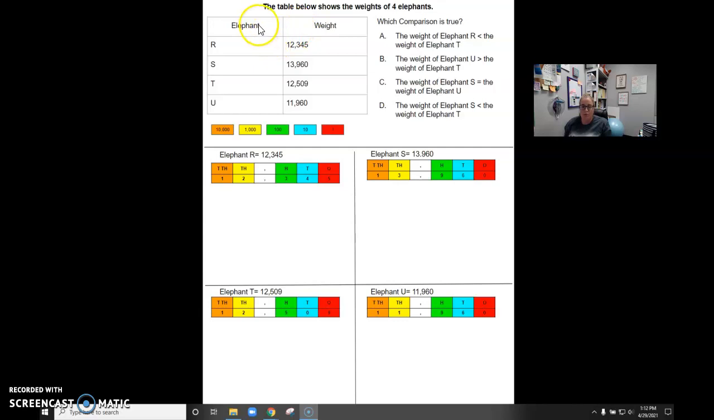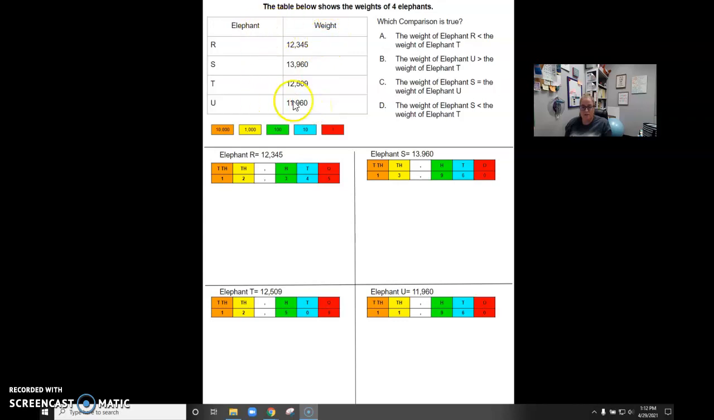When we look at a table, it's going to have different labels for each column. So this one is about the elephants. We have elephant R, elephant S, elephant T, and elephant U. On this side, it shows the weight for each of those elephants. So I know that elephant R weighs 12,345 pounds. I know that elephant S weighs 13,960 pounds. I know elephant T weighs 12,509 pounds. And I know elephant U weighs 11,960 pounds.